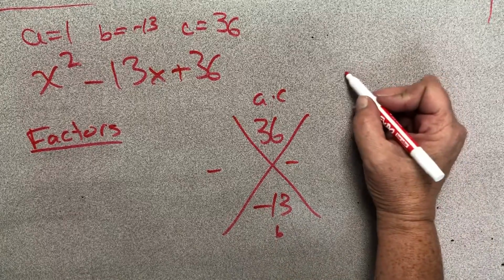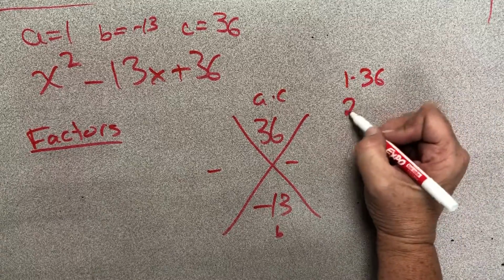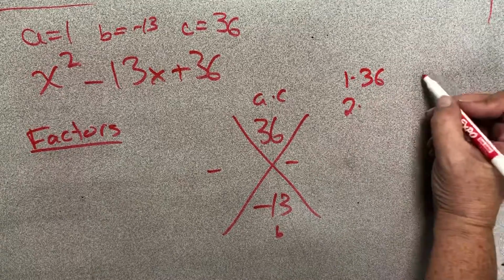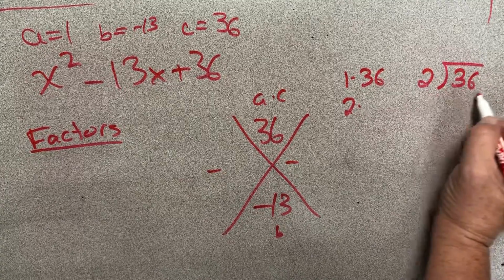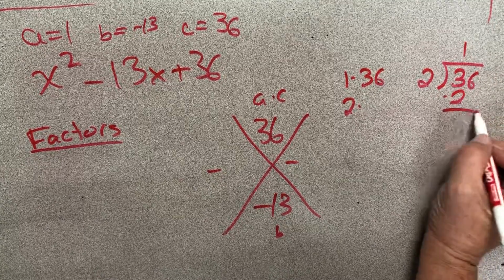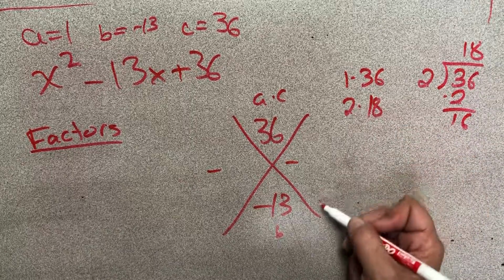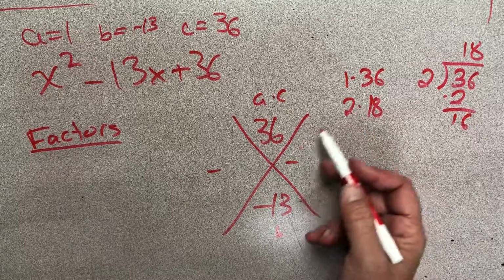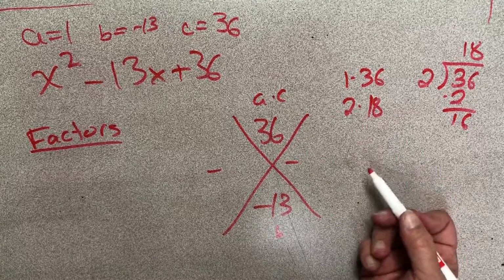You just come over here, let's see, 1 times 36, that's not going to work. 2 times, let's pretend like you didn't know that. You would just come here and do a division problem right away. 36 divided by 2, 2 times 18. Will that get you negative 13? Nah, because negative 2, negative 18 would get you negative 20, so that's not what you want.